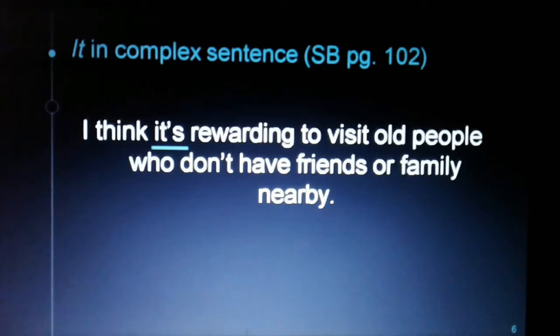This is additional information about preparatory it in complex sentences. Sometimes we don't always use preparatory it at the beginning of the sentence, like in this example. I think it's rewarding to visit all people who don't have friends or family nearby. So, in this example, preparatory it can also be put after I think.